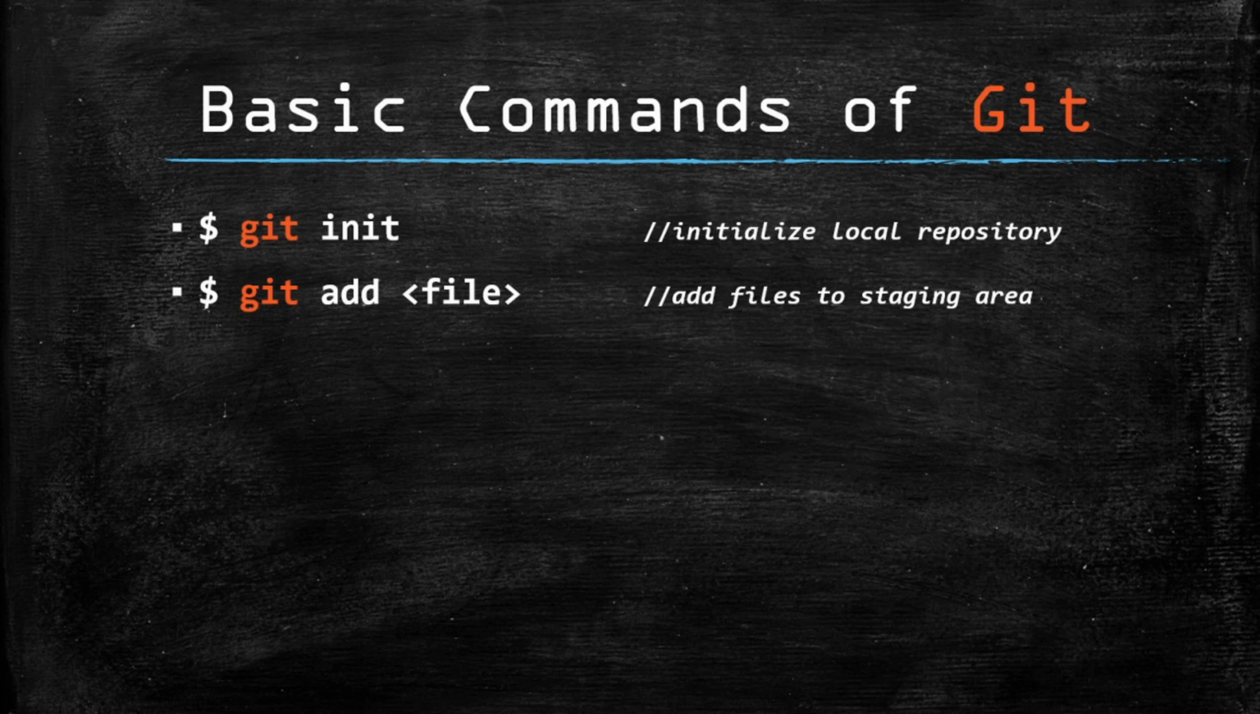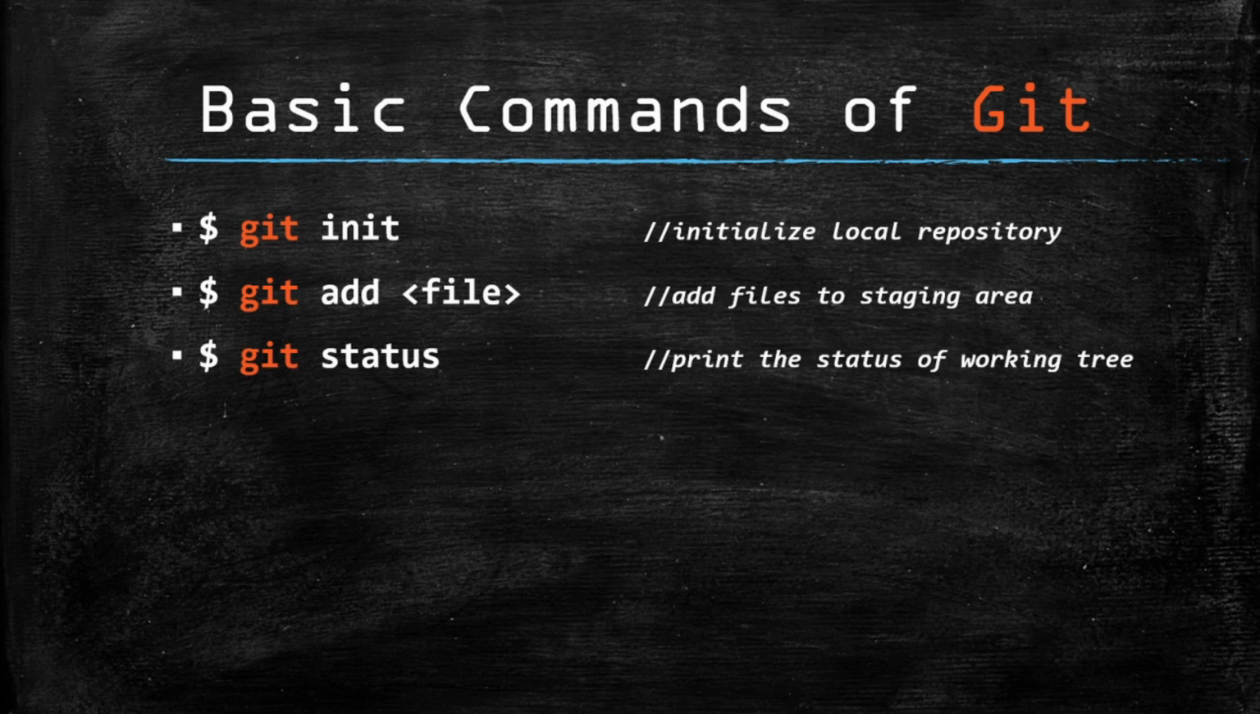The next command is git status. So if you want to see what you have in the staging area and ready for commit, you can just use git status, and that will display the difference between the working tree and the staging area of the index.